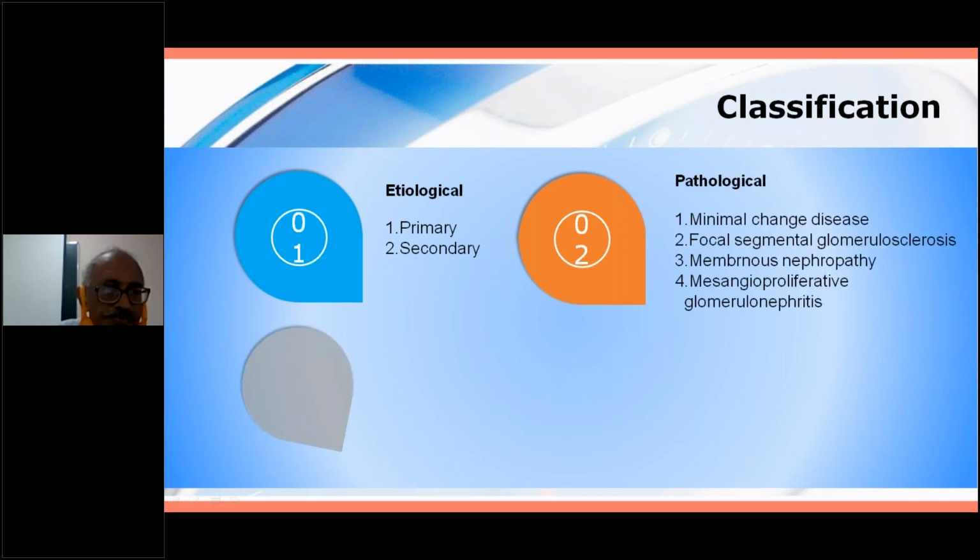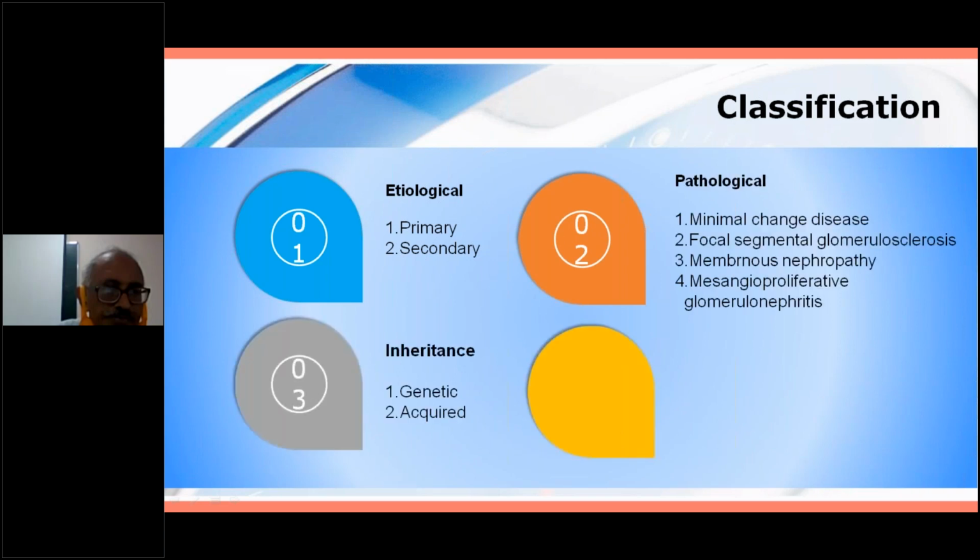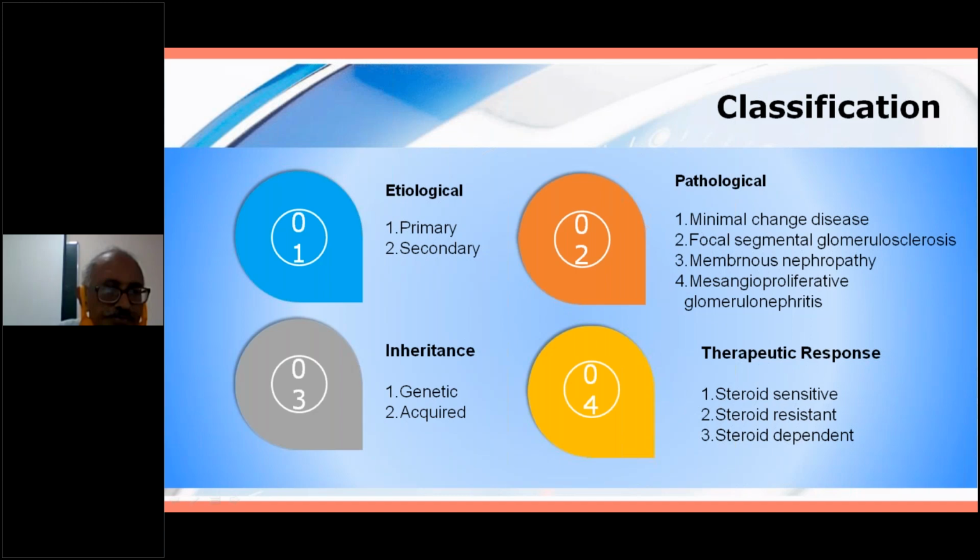I'm showing the 4 possible ways you can differentiate it. First and foremost is etiological classification, where, as I already mentioned, there is a cause or no cause. When there is no cause, you identify it as idiopathic, and we call it primary. When you know certain causes, it then becomes secondary nephrotic syndrome. This is the most commonly used classification.